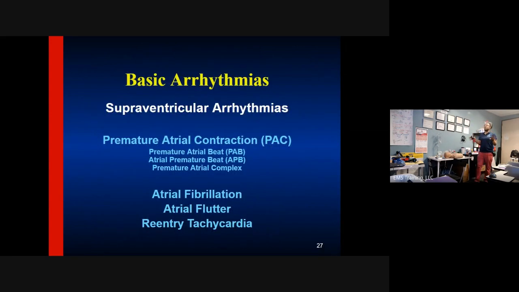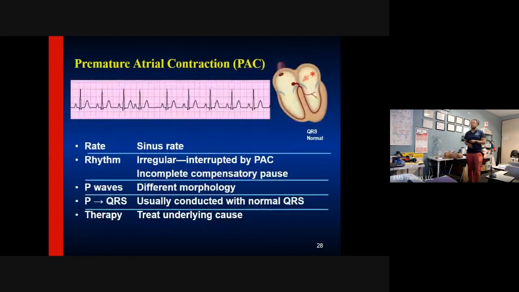Basic arrhythmias, supraventricular arrhythmias: premature atrial contraction, such as premature atrial beat, atrial premature beat, premature atrial complexes, atrial fibrillation, atrial flutter, or reentry tachycardia. So PAC is a premature atrial contraction. This is a contraction that is premature that interrupts the beat.